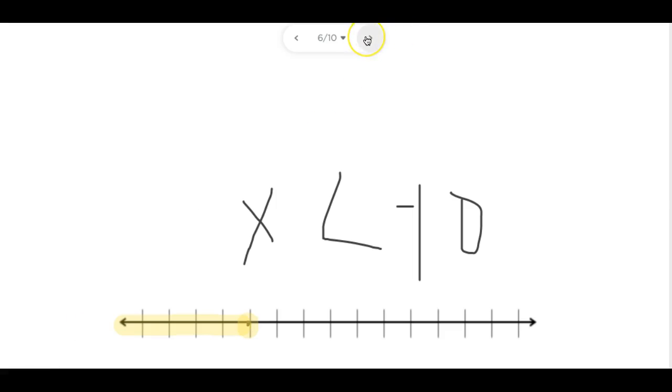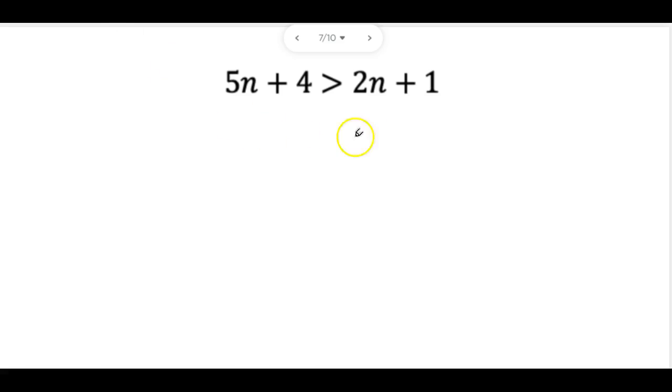Let's try our next problem. Won't you pause the video and try this problem out? Pause the video, work it out. I hope you pause the video because I'm going to work it out now.